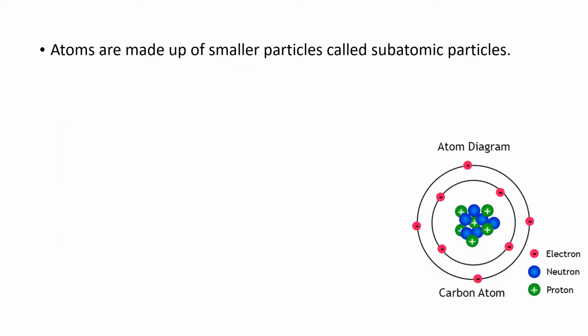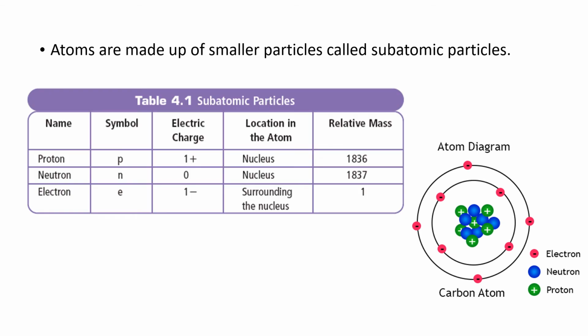All atoms are made up of smaller particles that are considered to be subatomic particles. So subatomic because it's less than an atom. I'll give you a moment to get this copied down. Our three main types of subatomic particles that we talk about are protons, neutrons, and electrons. I'll go through this slowly because you do need to write this down.